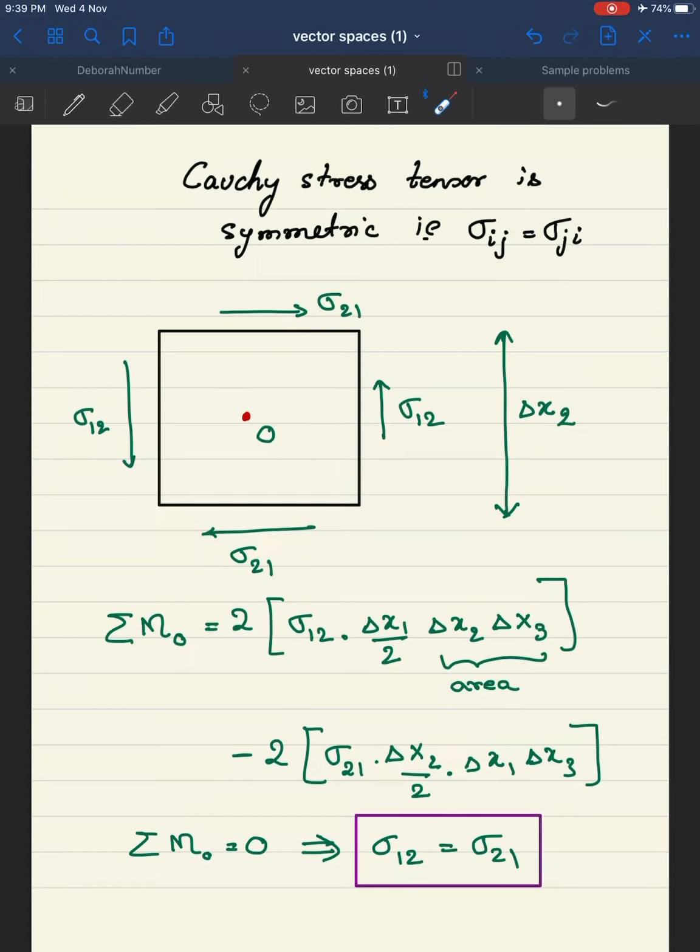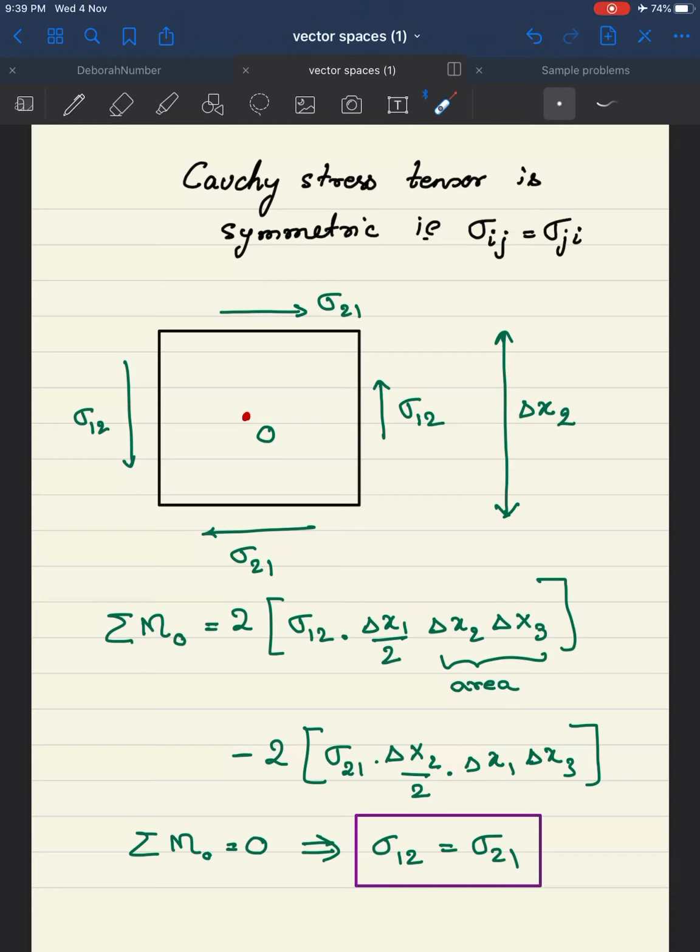And if you want to consider the moments due to this particular stress, then you have to consider the couple, and both these stresses, sigma 1, 2 on this side and 1, 2 on this side, are creating a moment in the same direction. So there is a 2 multiplied because of contributions of both of them, and then you can just consider one of them. So sigma 1, 2. And then you have to get the force, you have to multiply it with the area. So delta x2 into delta x3. Delta x3 is into the plane of paper, so you can't see it. And then half of this arm length, which is delta x1 by 2.